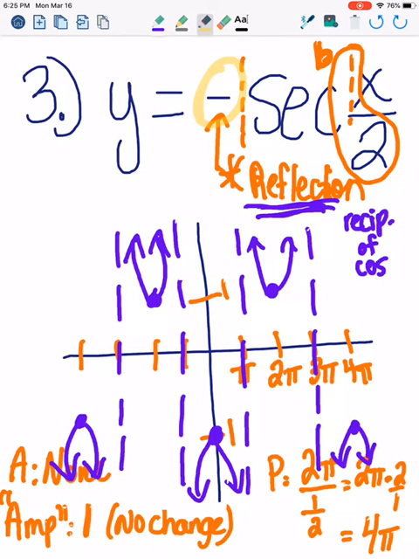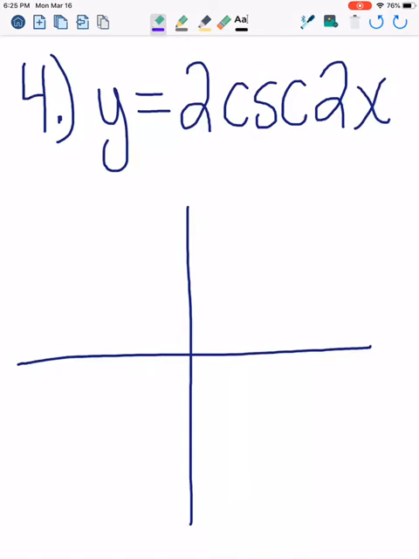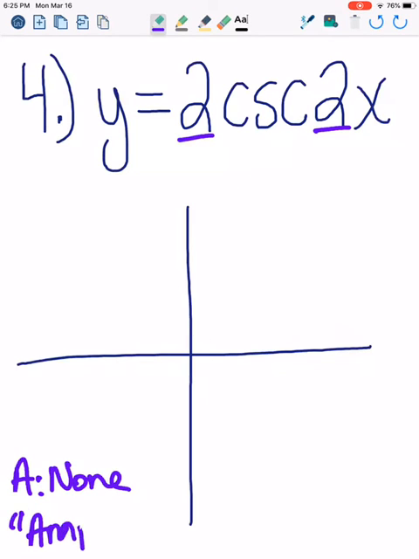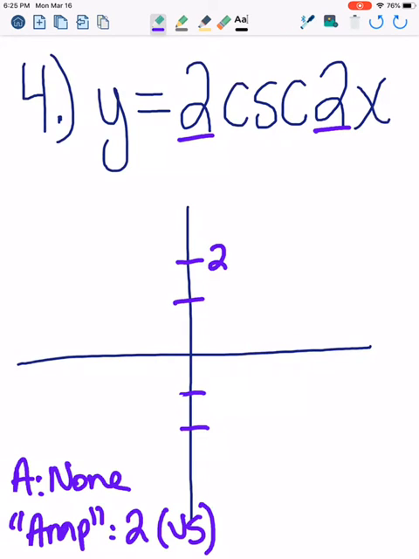Okay, and now let's do a last one. And then it's your turn. All right, so we have 2 changes here. We have a 2 and a 2, so let's think about that. So our amplitude is none, but our quote-unquote amp is going to be 2, which is a vertical stretch. Okay, that means it's getting taller or further away from the x-axis.